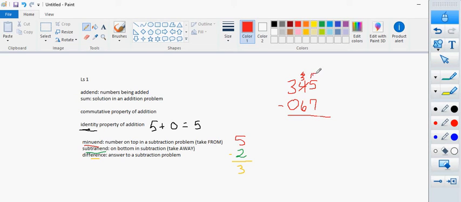And this is going to be 15. Or 30. We're borrowing 10 from here, so it goes from 40 to 30. And we add the 10 we took and give it to the 5 to make it 15, is what we're doing. So 15 minus 7 is 8. 30 minus 60 we can't do, so we have to take away from here.